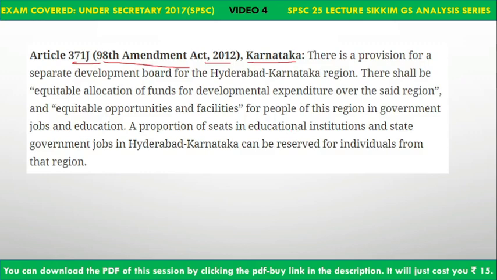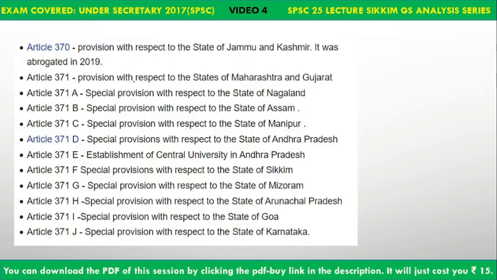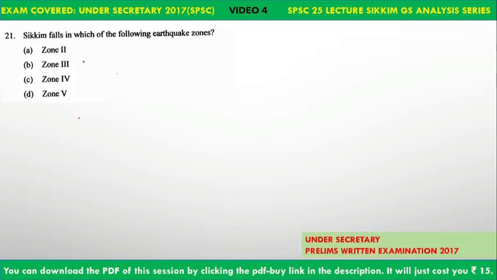Please read all these details by yourself. You will get all this in the PDF from the PDF download link in the description if you wish to buy the PDF. So this is again a revision slide mentioning special provision for different states against these articles. So here also you can revise. Let us move on to the next question.